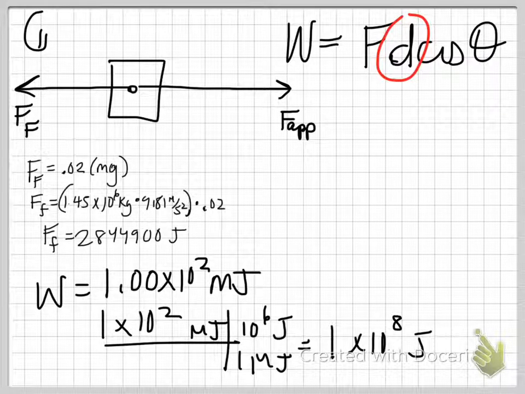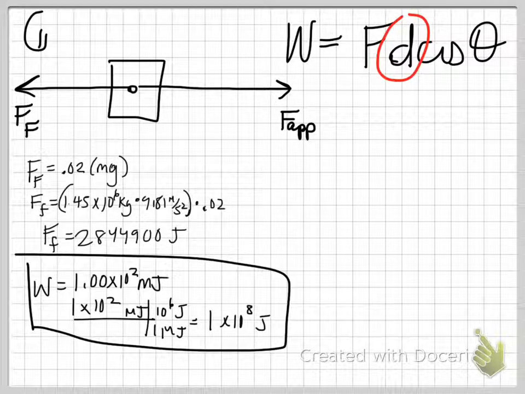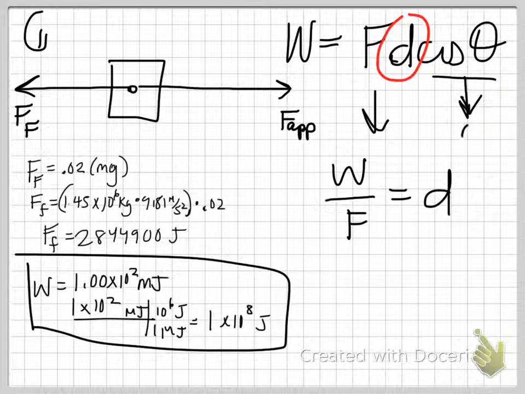You also had to do a conversion because the work was given to you in megajoules. So 1 times 10 to the 2 megajoules is equal to 1 times 10 to the 8th joules, which is a really unwieldy number. There's a good reason for using scientific notation there. Then we can say work divided by force is equal to the distance. The force applied is in the same direction as the work being done, so it's cosine of 0, which just gives you a 1, so I dropped that.